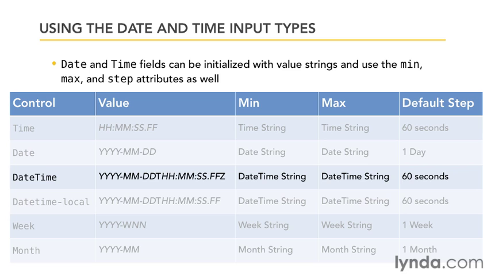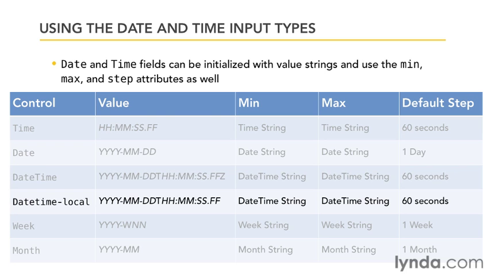So you'd have the 4 year digits, 2 month, 2 day, the literal letter T, then hours and minutes, and optional seconds and fractions of seconds, followed by the literal letter Z. This is for world time. The min and max will take a string of this format, and the default step is 60 seconds.